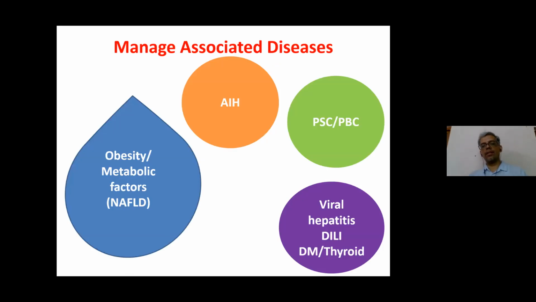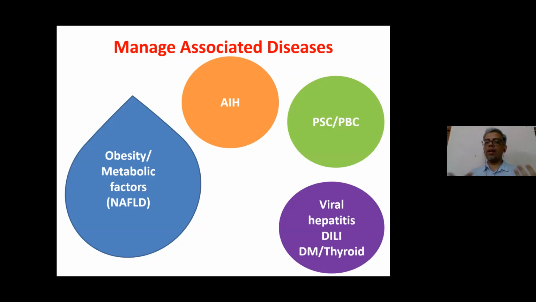In the current day scenario, things are changing. Autoimmune hepatitis may come along with an associated bag of other autoimmune diseases. So when we are managing such patients, we need to also take care of that: managing associated PSC, PBC, viral hepatitis, DILI, diabetes, or thyroid problems. All these comorbidities have to be managed. These are part of your management of autoimmune hepatitis.